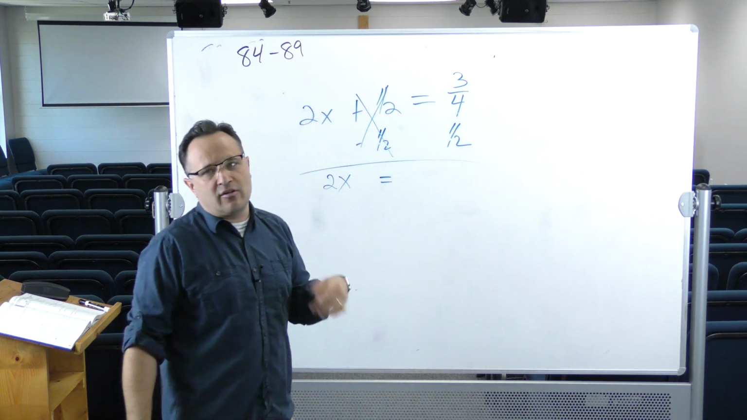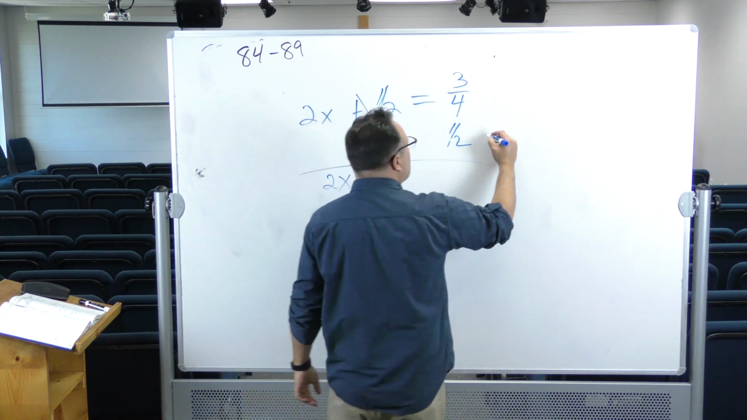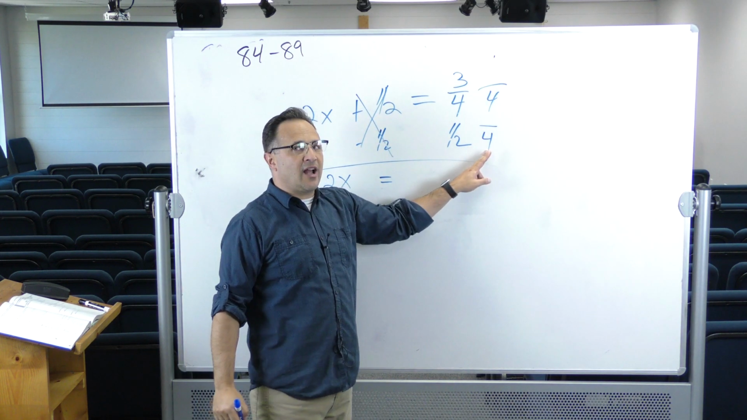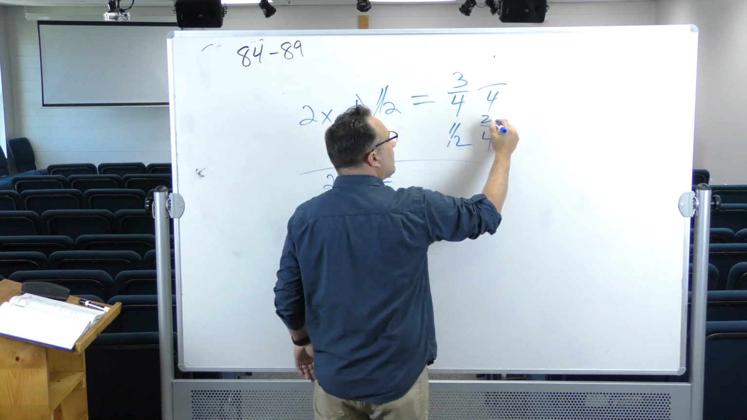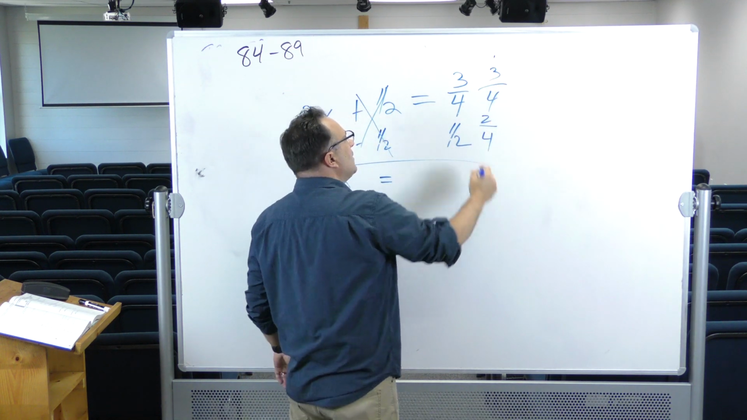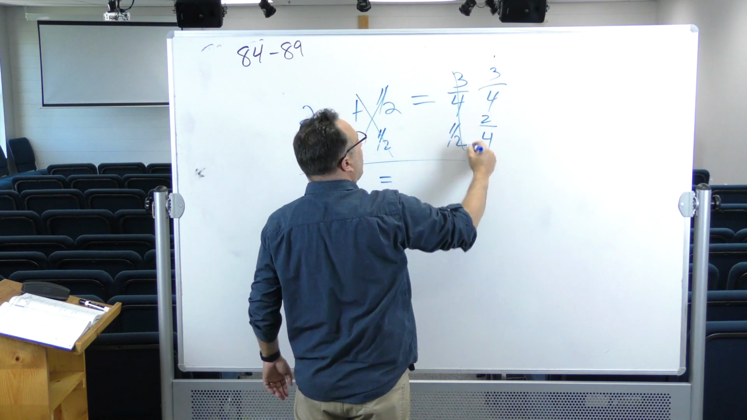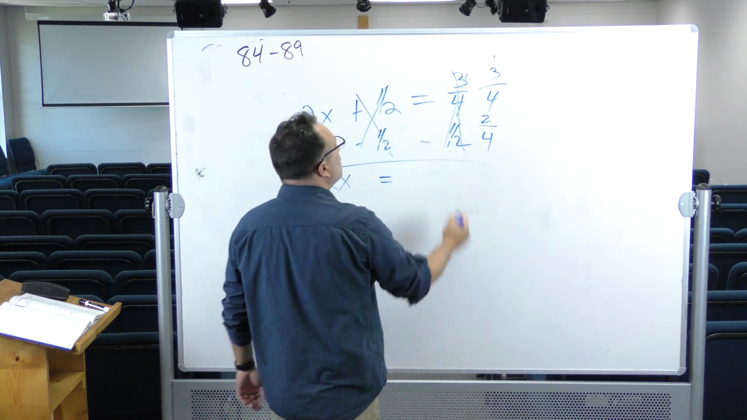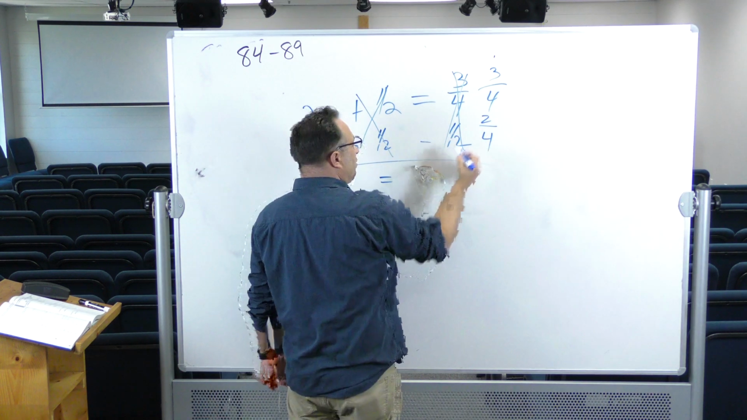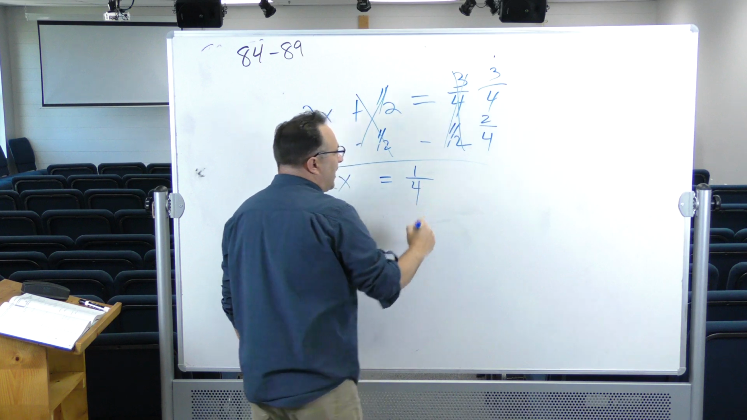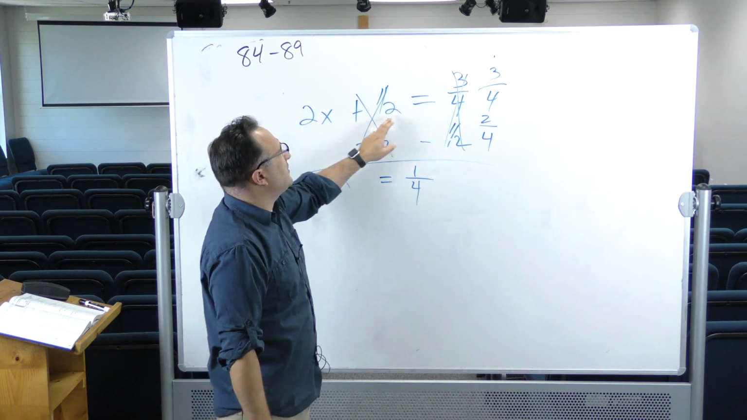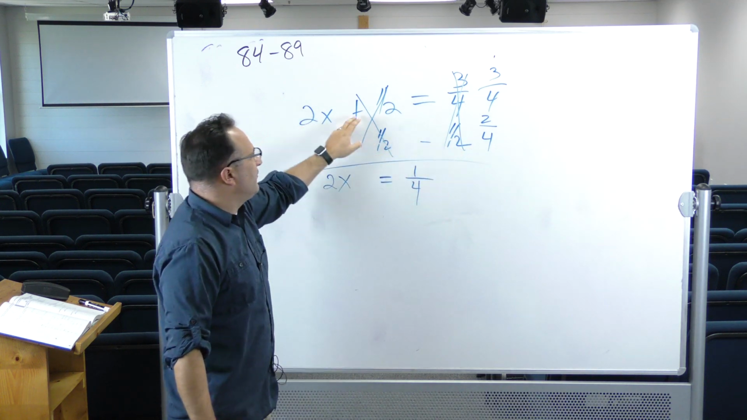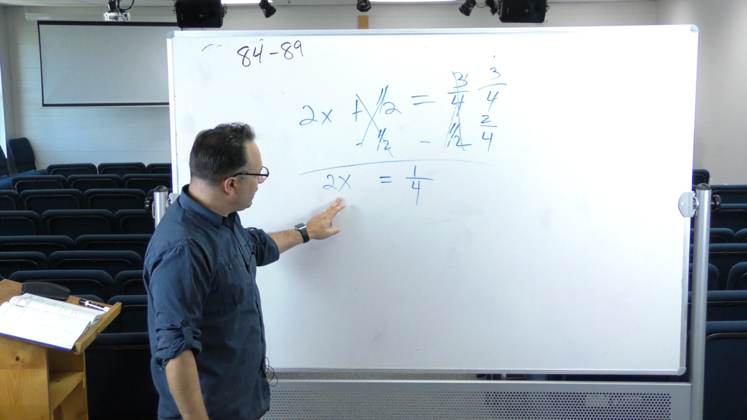We have fractions here, though, so we have to have common denominators. Let's make this a 4, and make this a 4. 2 goes into 4 2 times. 2 times 1 is 2. And this just stays the same. I've rewritten this fraction, so I'll cancel that out. So I have 3/4 minus 2/4. 3 minus 2 is 1. The denominator 4 stays the same. So I've taken the original problem, 2x plus a half equals 3/4, and subtracted a half from both sides because the inverse operation of addition is subtraction. Now I have 2x equals a 4th.